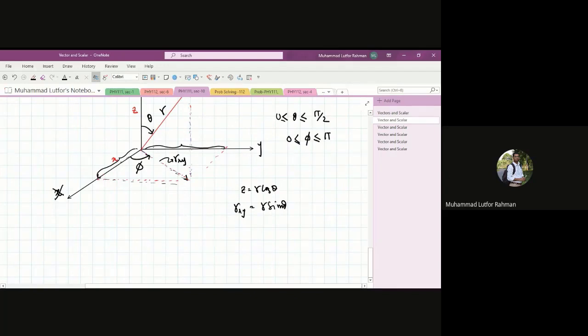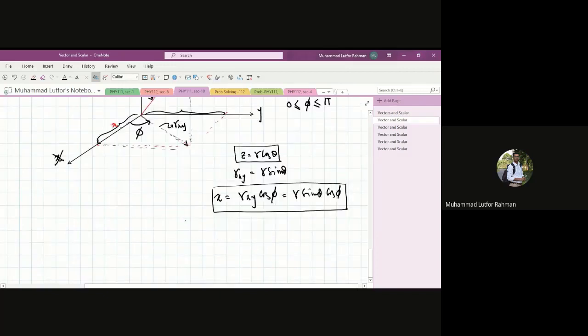Now this r xy creates the angle phi with the positive x-axis. Then I can say x would be r xy cos phi, right? And r xy is basically r sine theta, so x is r sine theta cos phi. I just replace that r xy from this equation. So this is my value of the z component, and this will be my x component.